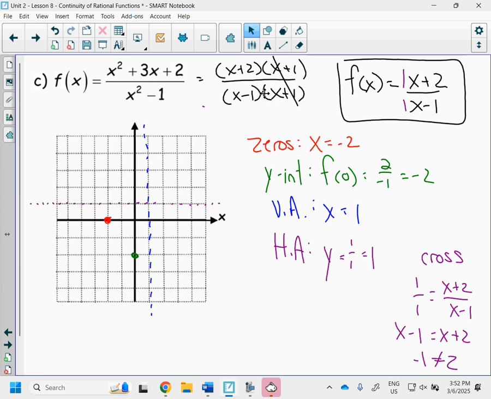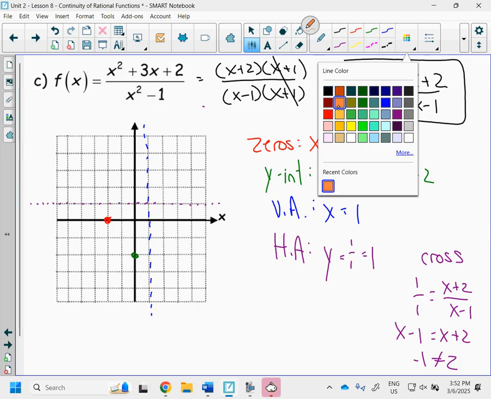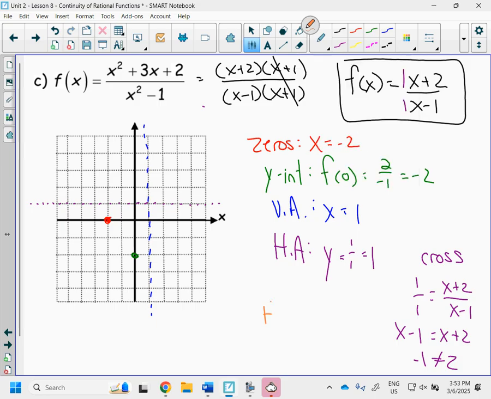Okay, we can draw this in there. Oh wait, there's one more piece of information, wasn't there? There was a hole. I forgot about that. So let's go to our hole. The hole is at, we crossed off the x minus 1. If you put -1 in for x, you'll get +1 on the top and -2 on the bottom, or -1/2 if you will. So -1 and -1/2 is right about there.